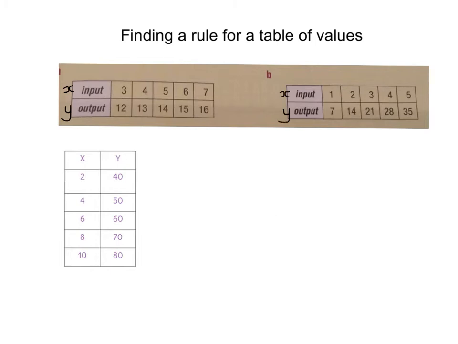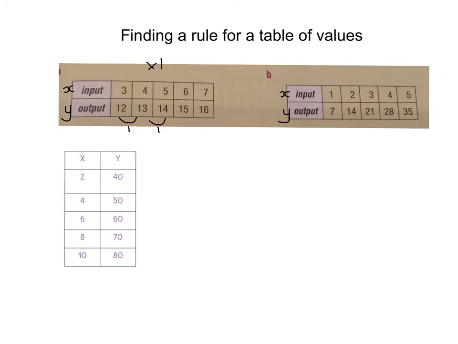Okay, first I need to check that my inputs are increasing by 1, and they are. So I check what my outputs are increasing by. And in this case, they are also increasing by 1. So I know in my rule there must be times by 1. So let's double check if that works.